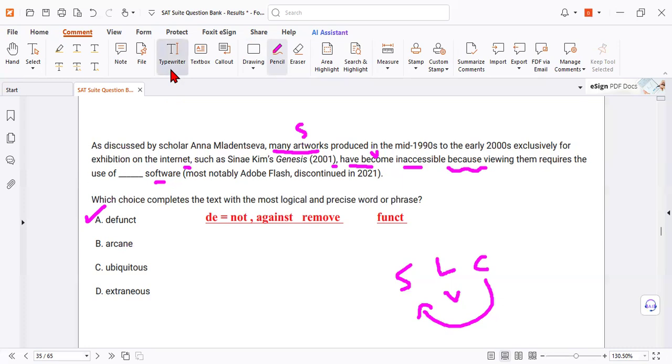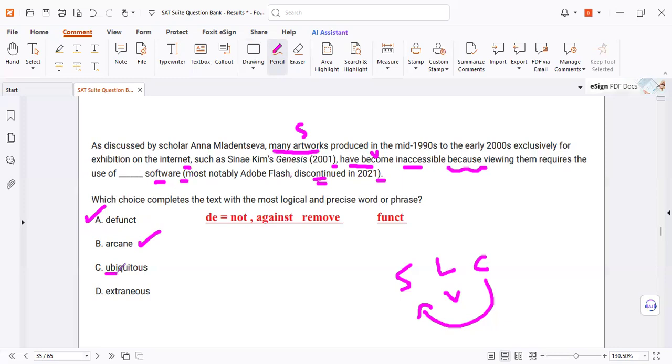The word arcane means knowable, something you should know. But I'm not talking about viewing requiring the knowable software. So does it work or not? To feel it, as he mentioned here, between two commas to explain, most notably, Adobe Flash discontinued, and discontinued means stopped working, like dysfunction. So we have additional information to tell you more. So we're not talking about knowing it or not. So arcane means knowable, to know it.